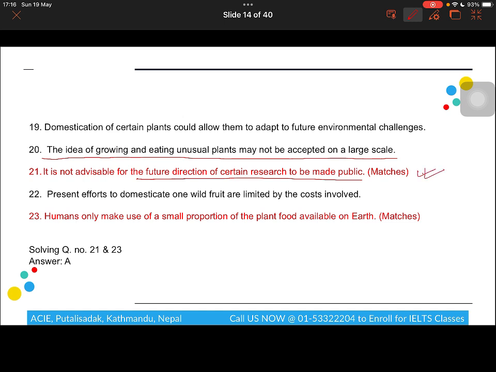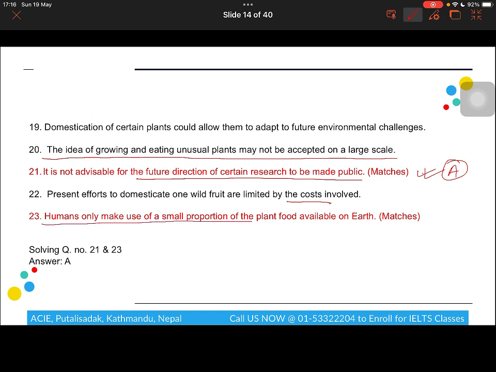So, this is a probable option for feature number A, right? So the answer for this question is going to be A. Question 22: present efforts to domesticate one wild fruit are limited by the cost involved. He does not talk about cost.